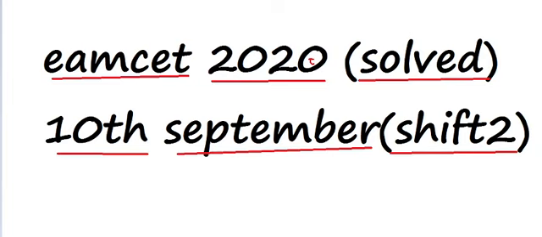This is the 2020 solved paper, 10th September Shift 2. Here in this video I explain some problems. Remaining problems will be in the next video.